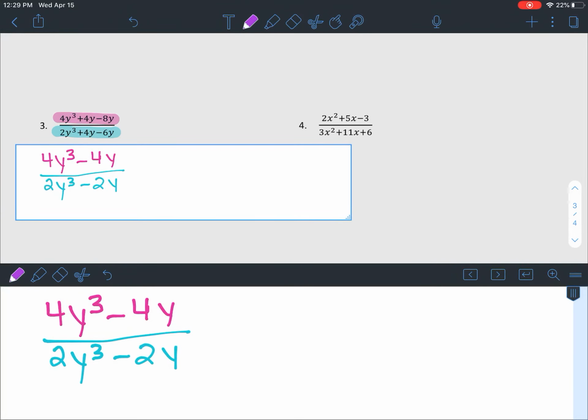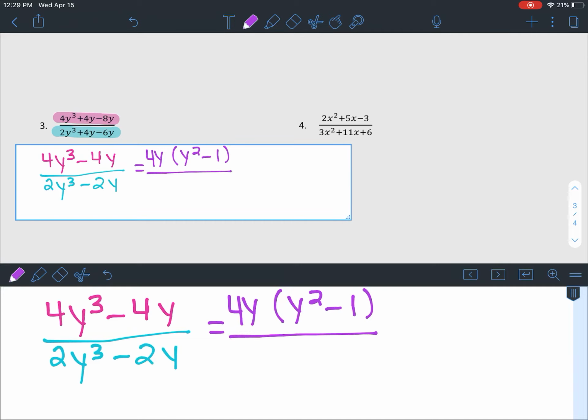So on the top, I have y in both of my terms. So I can factor out a y and a 4. I have a 4 and a y in both of those terms. So I'm going to take those guys out and I'm going to be left with y squared minus 1.